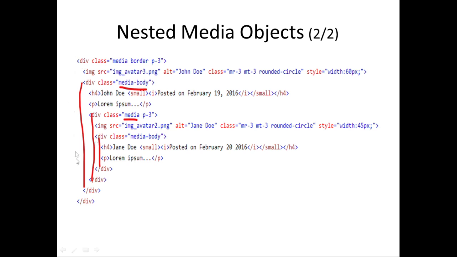We have our container containing the class media. Then we have the image. Then we have the media body. The media body, just like the previous one, contains our heading and then our paragraph. And inside the media body, we have another container with the class media. Then image and then media body. So we have a media object inside another media object.